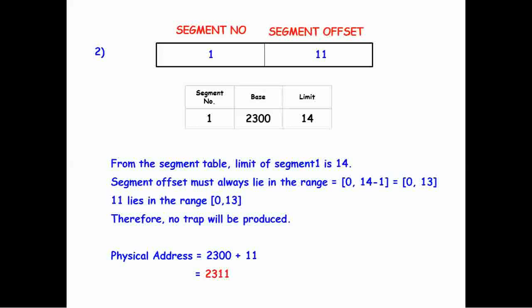Here the offset for the given problem is 11. 11 obviously lies in the range 0 to 13. Hence, a trap will not be produced. We can find the physical address. Physical address is equal to base address plus segment offset. Base address is equal to 2300 from the given table. With this, if the segment size is added, we get the value as 2311. So this is how the physical address for this virtual address is calculated.